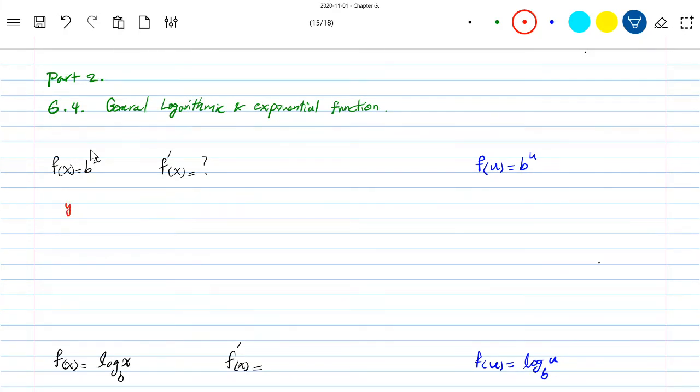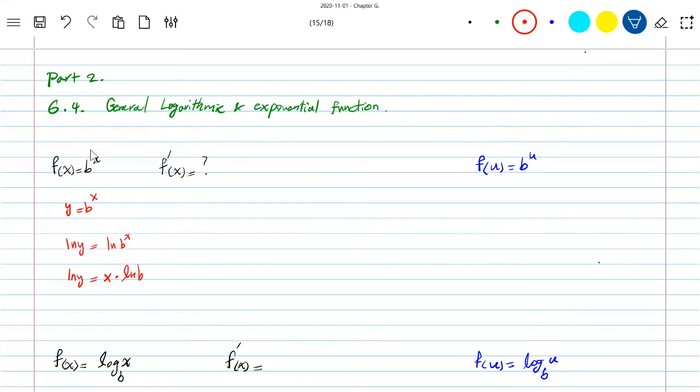If we call f of x to be y and say y equals b to the power x, we can take a natural log from both sides of this equation and create ln y equals ln of b to the power x. And if you remember, one of the properties of the logarithmic function is that you can drag down the exponent as a coefficient. So I can drag down this exponent x and write it up front as a coefficient. So it would be x times ln b.